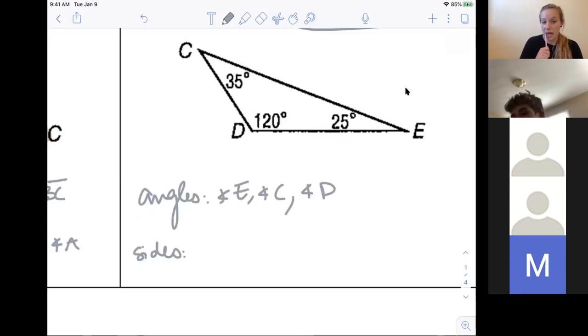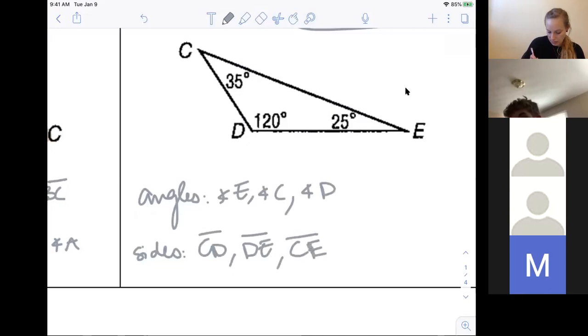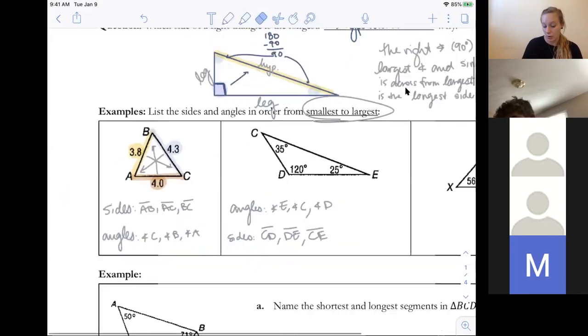Yes, Griffin, side CD, because it's across from angle E. Side DE, because it's across from angle C. And then side CE, because it's across from angle D. Again, as I pointed out before and as I'm proving here, if angle E is across from the side, E is not in the side. If DE is across from an angle, neither D nor E is that angle. So that's a really easy way to check your work to make sure that you're lining everything up accordingly.